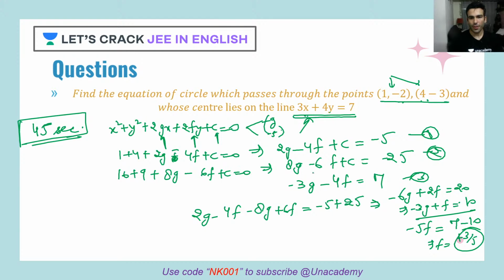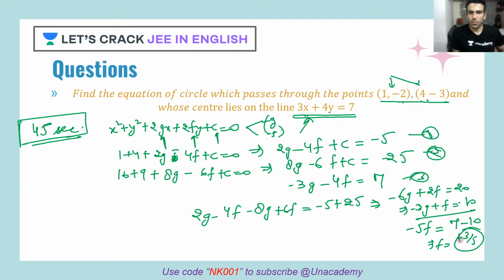I hope we have not gone wrong in terms of calculation. For this, it is 8 minus 6, correct? 8g minus 6f plus c is equal to minus 25. Perfect. When we subtract it, we get minus 8 minus 6g. Then we have also got minus 4f plus 6f, correct? Twice of f, absolutely right.